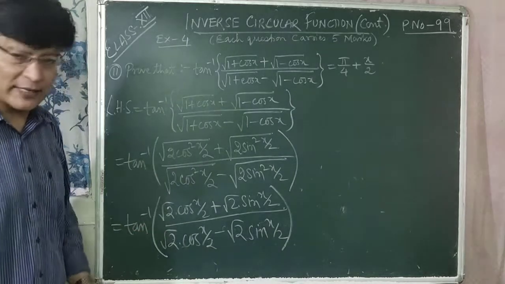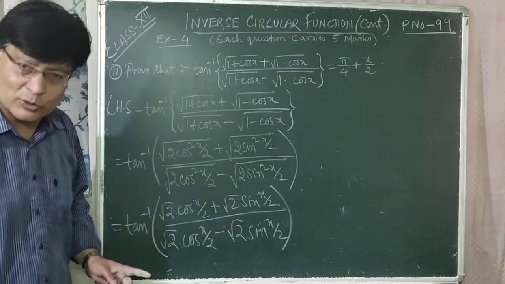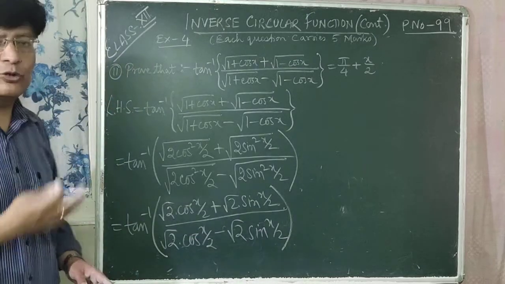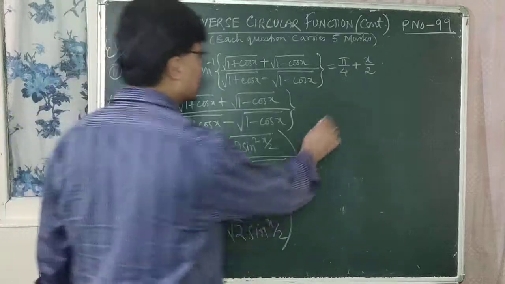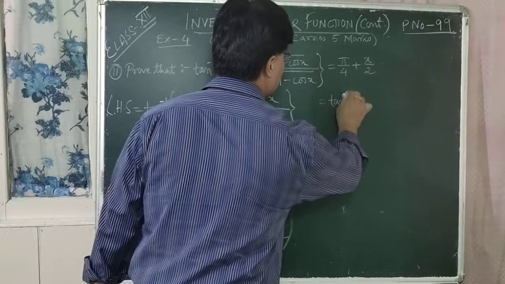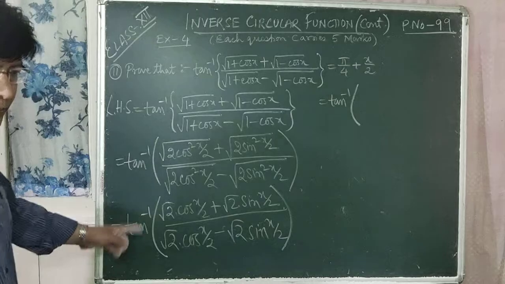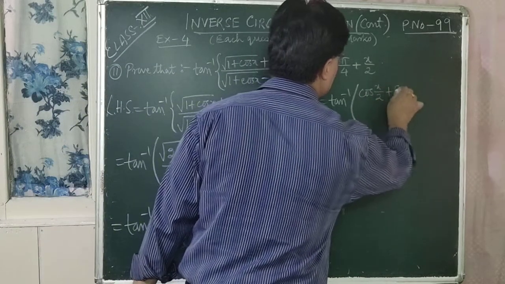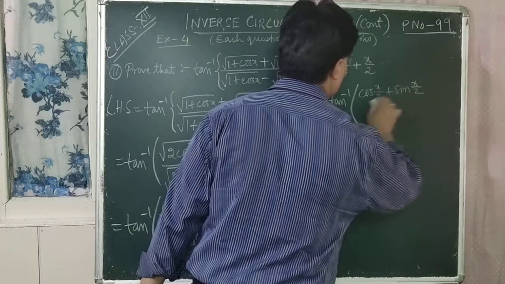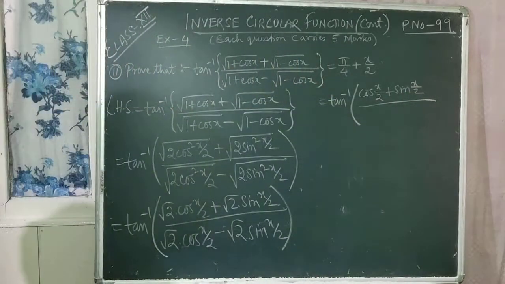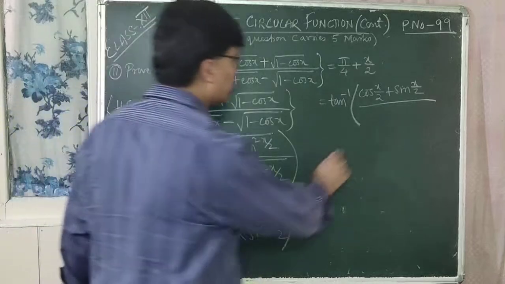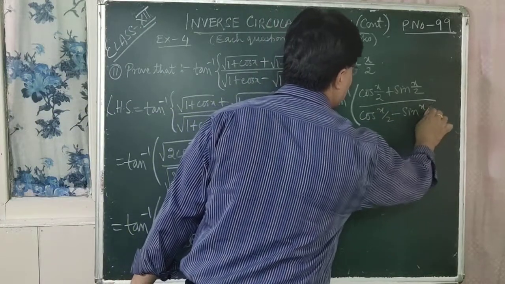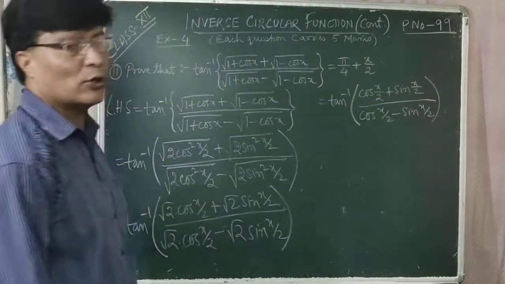Now again simplify it. What is common in the numerator? Root 2. What is common in the denominator? That is also root 2. So root 2 gets cancelled. So what do we get? It is equal to tan inverse. So it is cos x by 2 plus sin x by 2, right? This is the numerator, divided by what is the denominator? It is cos x by 2 minus sin x by 2. Bracket is closed. Okay?